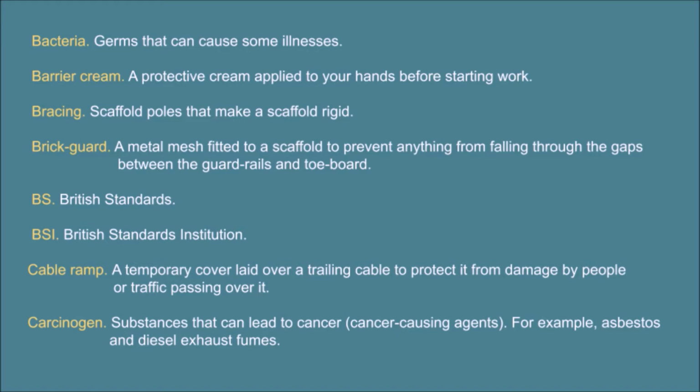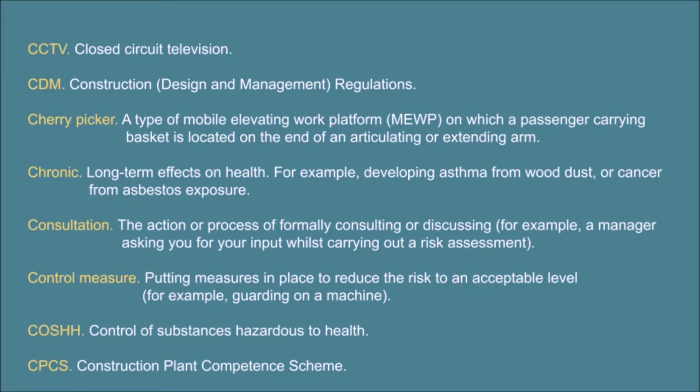Cable ramp. A temporary cover laid over a trailing cable to protect it from damage by people or traffic passing over it. Carcinogen. Substances that can lead to cancer, cancer-causing agents. For example, asbestos and diesel exhaust fumes. CCTV. Closed circuit television. CDM. Construction, design and management, regulations. Cherry picker. A type of mobile elevating work platform, MEWP, on which a passenger carrying basket is located on the end of an articulating or extending arm.